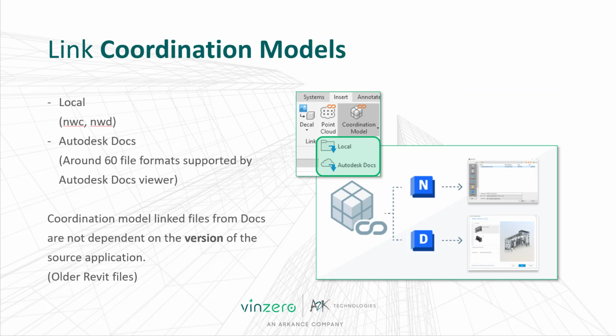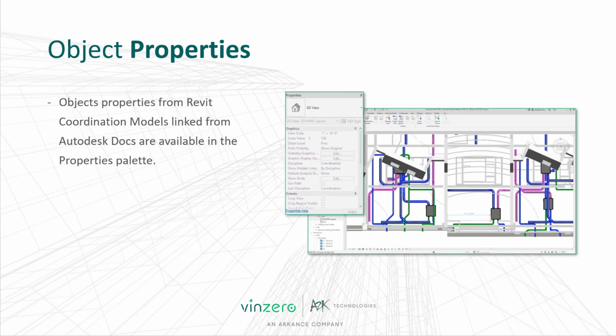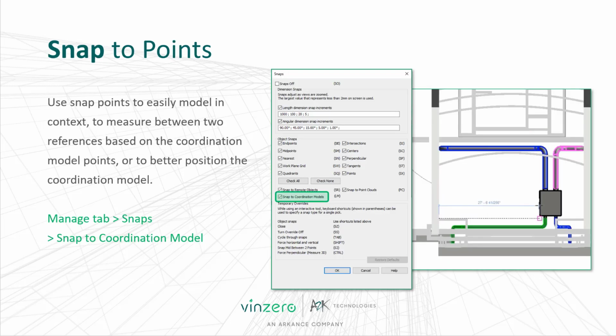With the ever-increasing use of cloud docs, users are now able to link other coordination models. Object properties from Revit coordination models linked from Autodesk Docs are also available in the Properties palette. Use snap points to easily model in context, to measure between two references based on the coordination model points, or to better position the coordination model. This can be enabled by a tick box located under the Snaps dialog box.